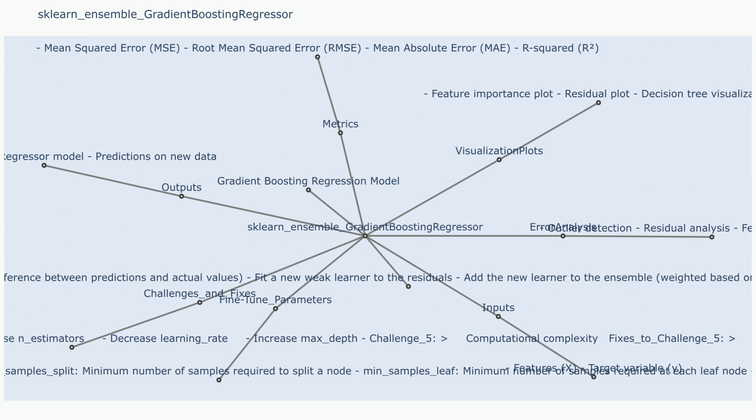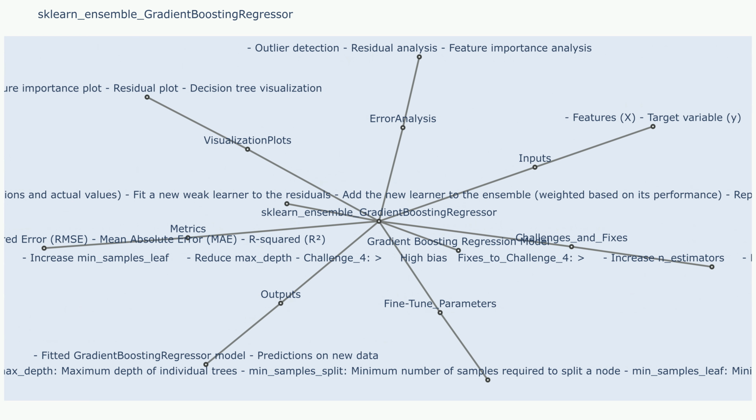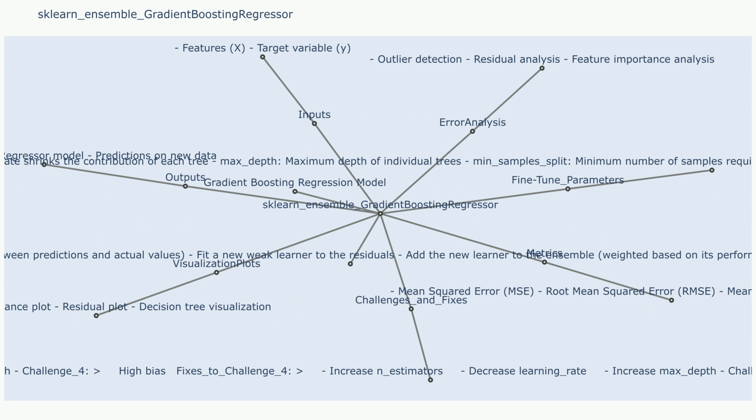Iterative tree building. Calculate the residuals, the errors between the current model's predictions and the true values. Train a decision tree on these residuals. Add the predictions from this tree to the current model's predictions, with a weight proportional to its importance. Repeat step 2 until a stopping criterion is met, e.g., maximum number of trees or minimum improvement in error.